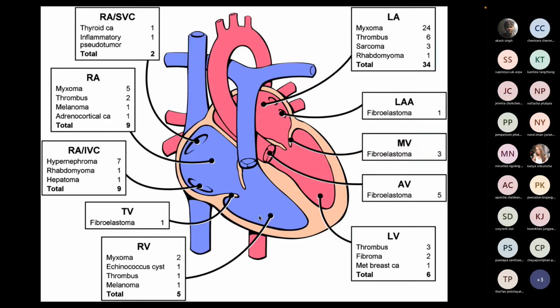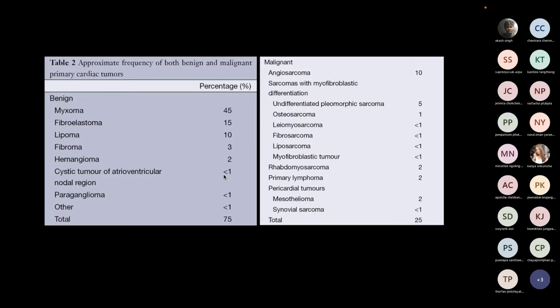So these are the distribution. The common one would be myxoma, and it's usually found on the left side, whereas the metastasis one would be on the right side. Myxoma is the most common, 45%, and then fibroelastoma 15%, and then lipoma 10%. We'll cover most of them today.